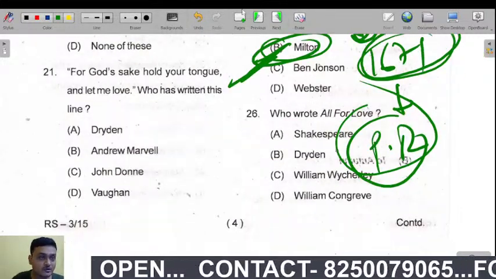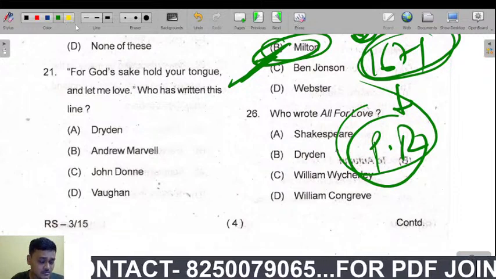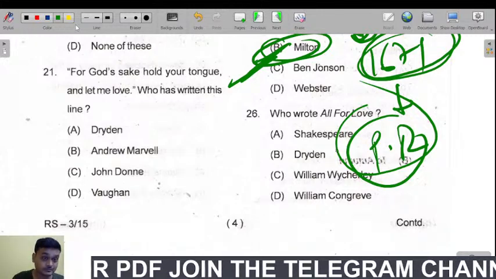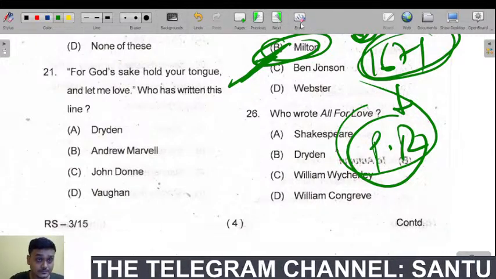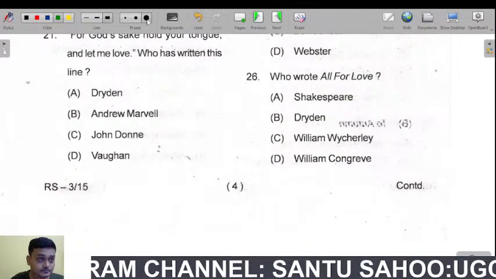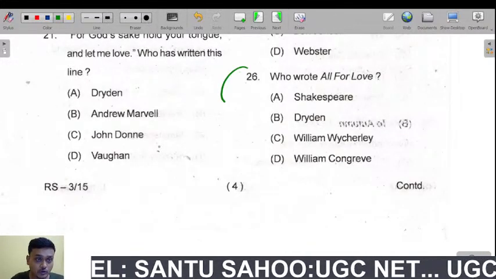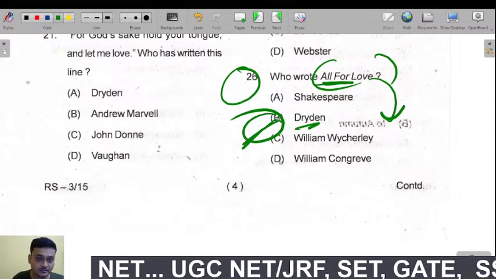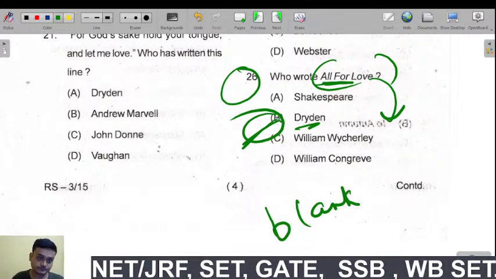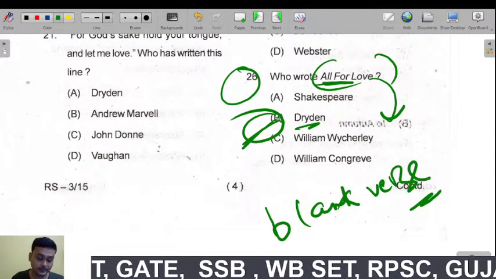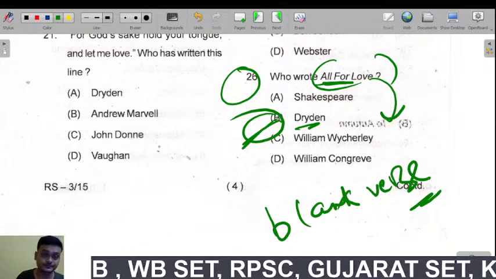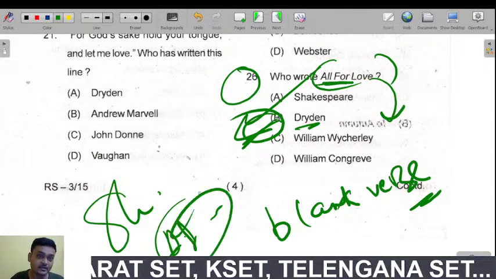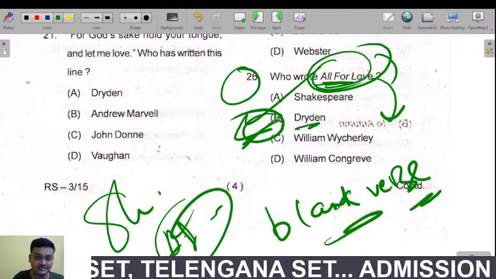Who wrote All for Love, written in blank verse? Dryden's All for Love, written in blank verse. Shakespeare's Antony and Cleopatra influenced Dryden to write All for Love.